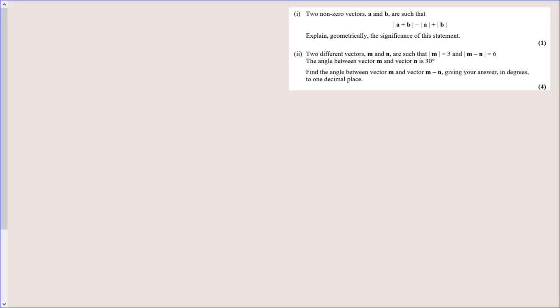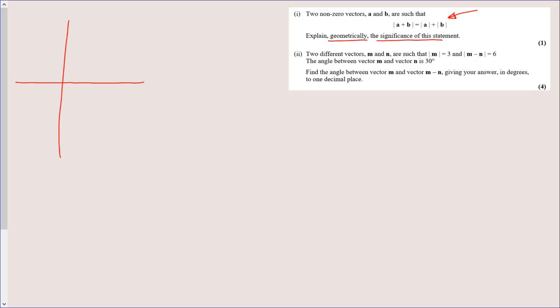So we're being asked to explain geometrically the significance of this statement here. Let's just focus in on what this statement is saying. It's saying that the magnitude of the vector a plus b is equal to the magnitude of vector a plus the magnitude of vector b. Now, to help us with this, I just want to show you a scenario where it's not true.